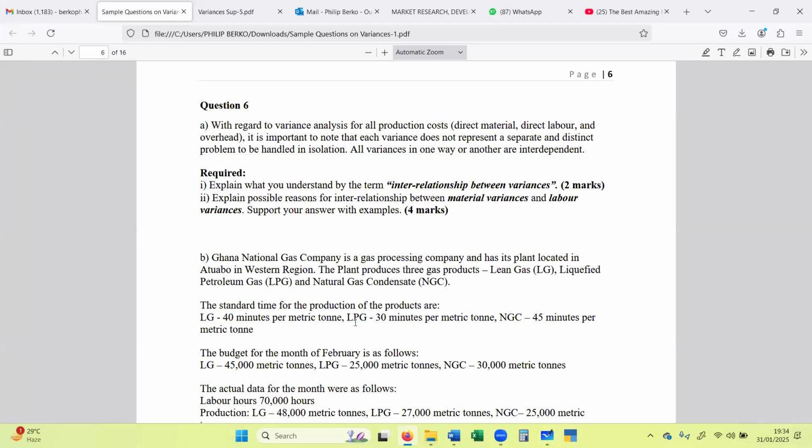All right, someone should read for us question 6. A or B? A, B, right? Yes. Let's do both. Do the A, then we do B.